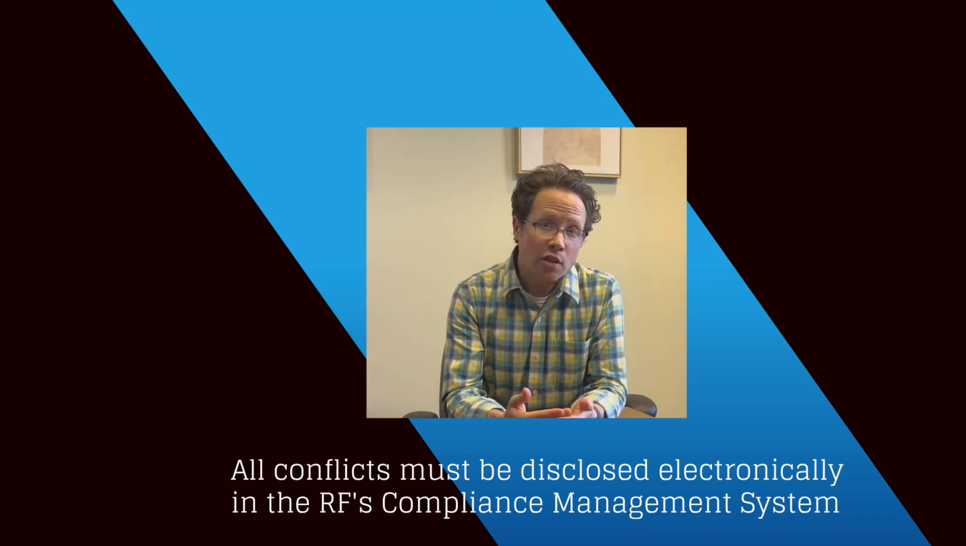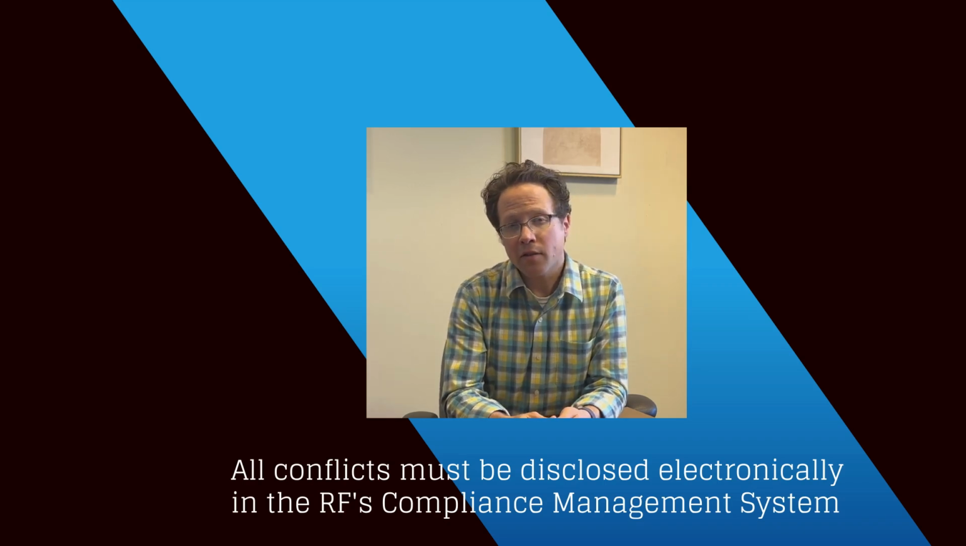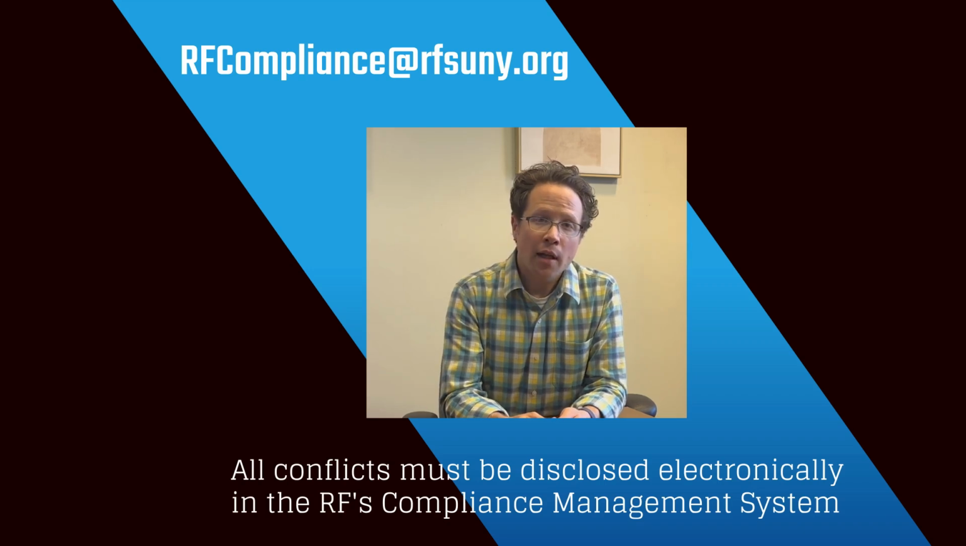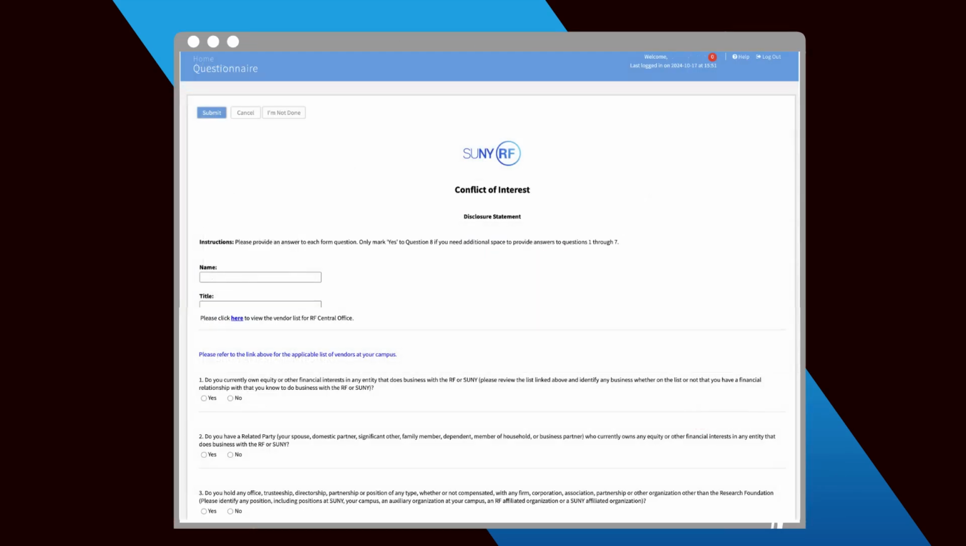If you need to disclose a potential conflict and haven't used this system for this before, contact us at rfcompliance@rfsuny.org. We will assign a disclosure for you and give you instructions for completing it. Central office employees will already have one assigned to them automatically in the system.